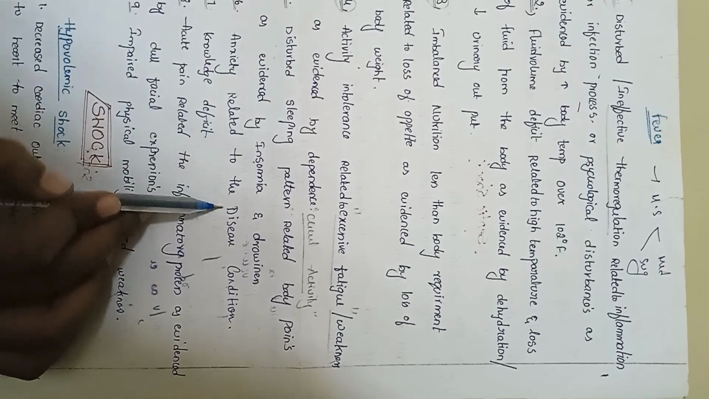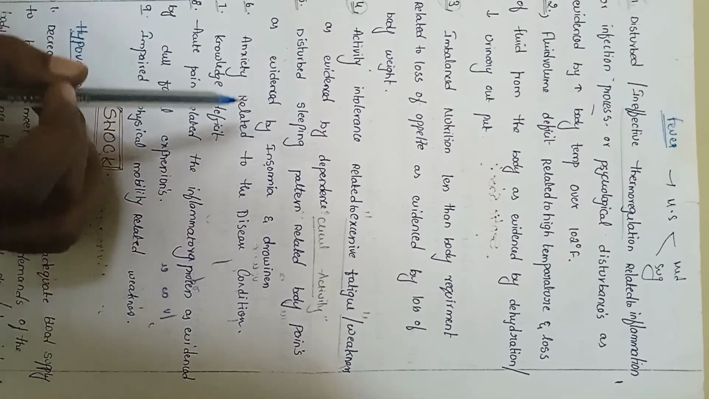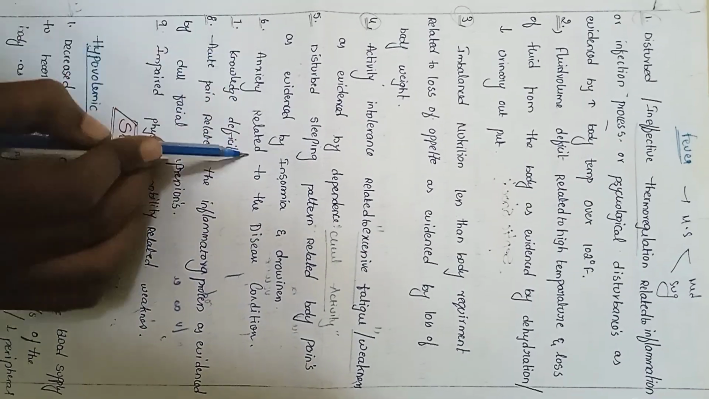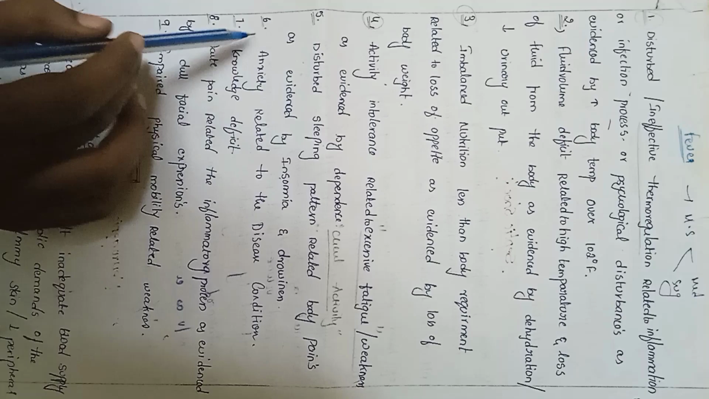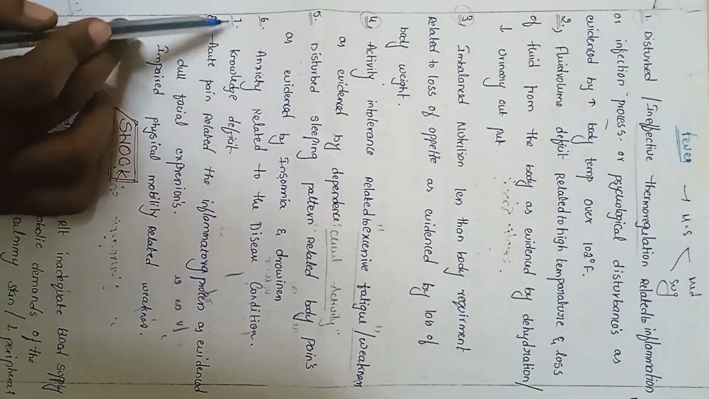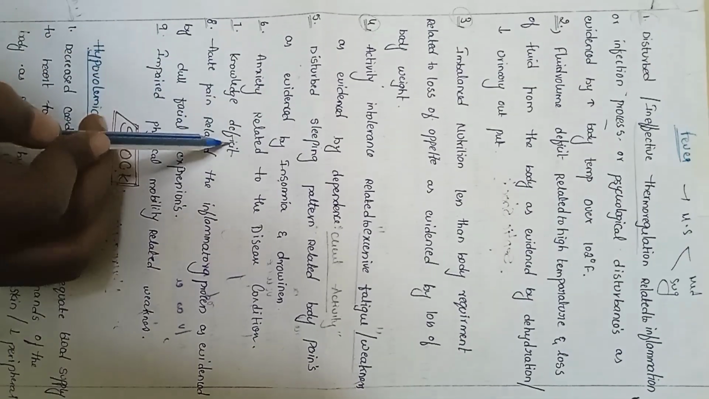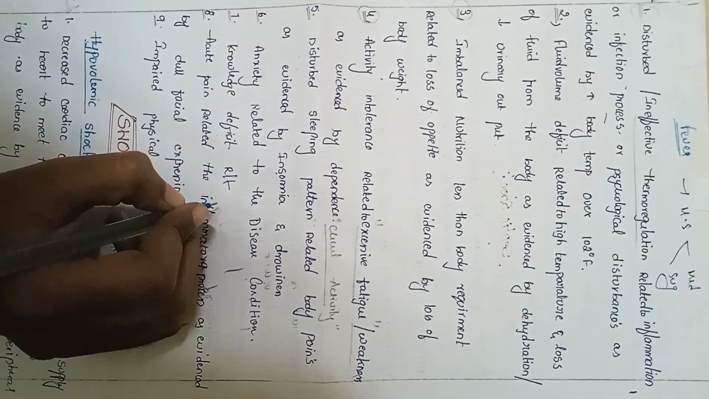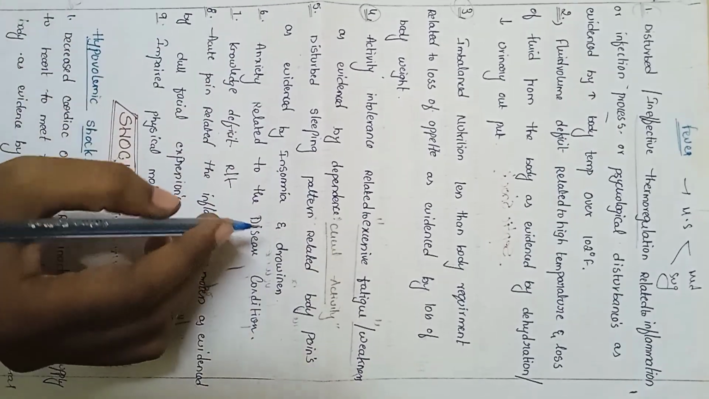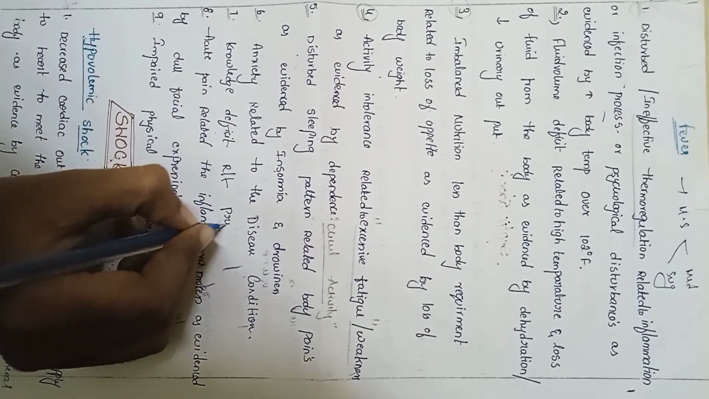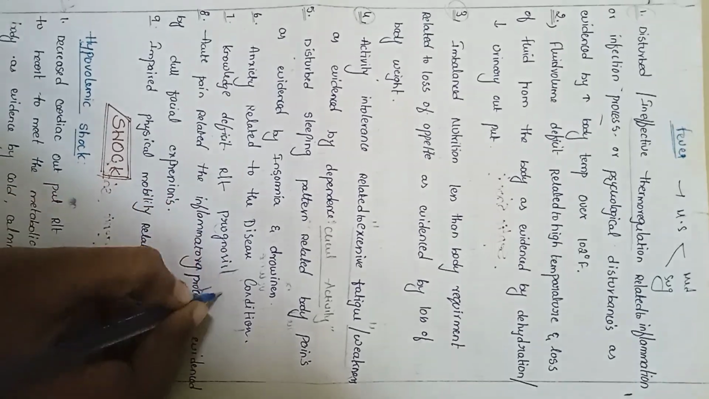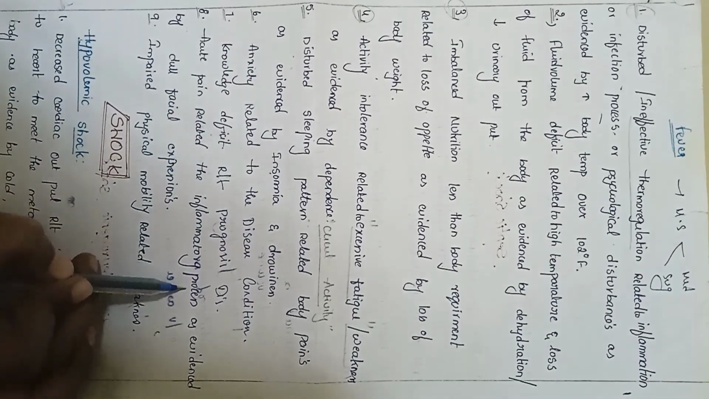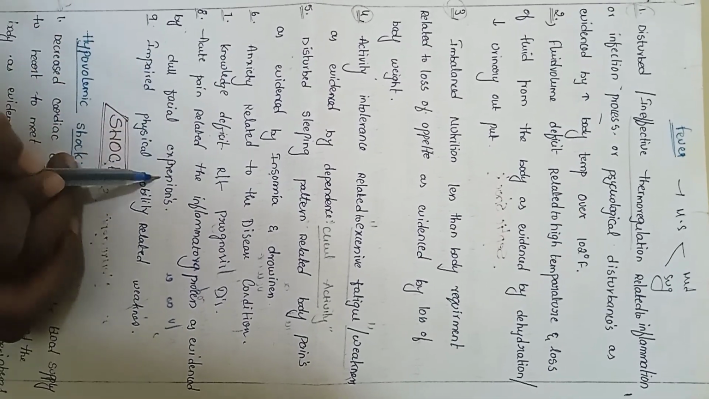Anxiety related to disease condition. With any fever or any other medical surgical condition, if they get it, they will get anxiety. So that is the sixth nursing diagnosis for fever. Next, the seventh one, knowledge deficit. Generally knowledge deficit related to the disease condition, or knowledge deficit related to the prognosis of the disease, like that.